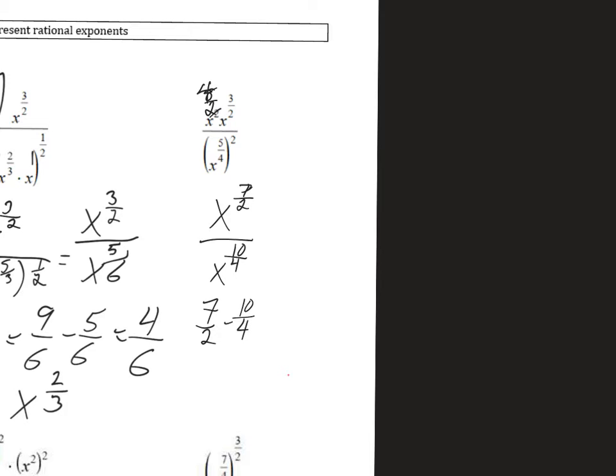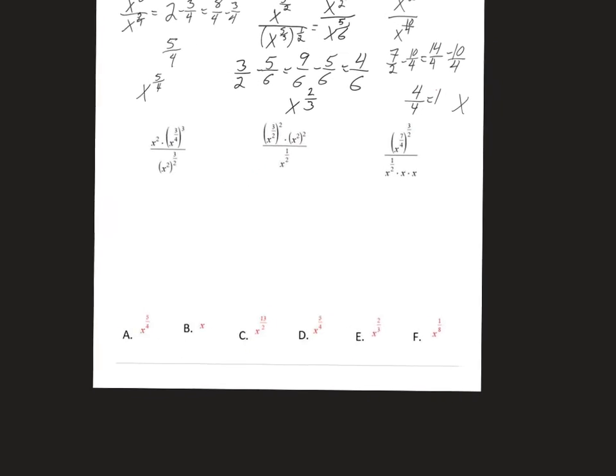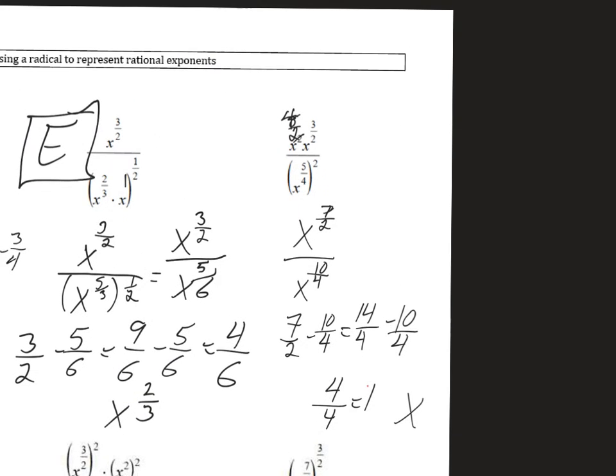So we have 7 over 2 minus 10 over 4. Let's go ahead and make the 7 over 2 into fourths. So that is 2 times 2 is 4. 7 times 2 is 14 minus 10 over 4. 14 minus 10 is 4 over 4, which is the same thing as 1. So we just have a plain x. Do we have that anywhere? Yeah, it's B.